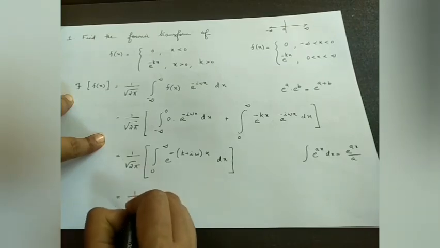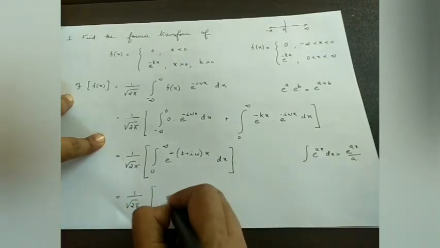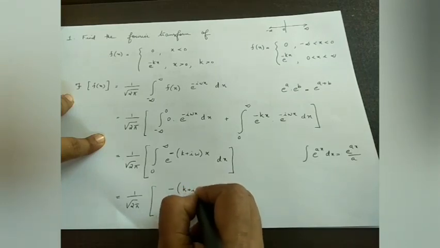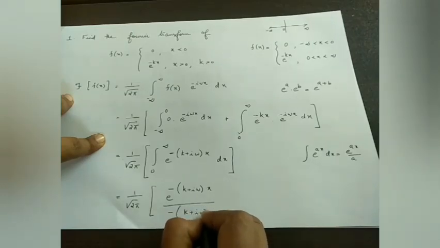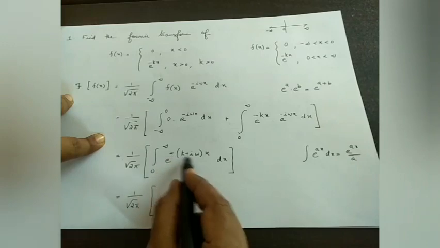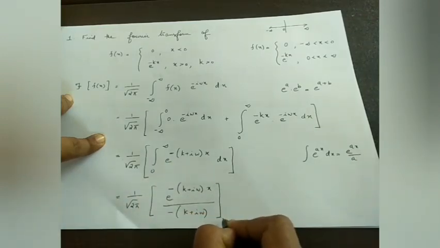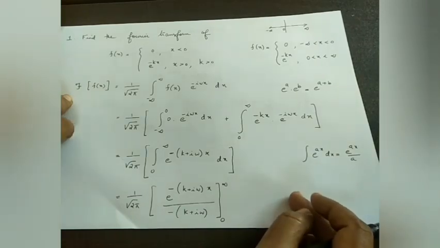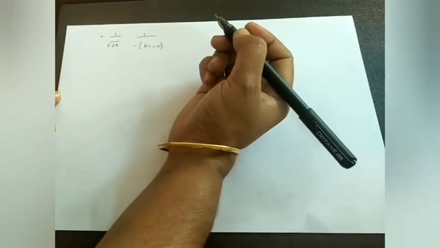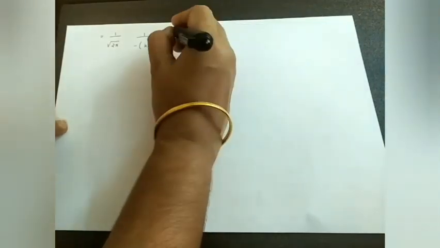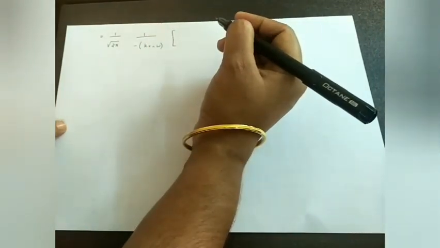Therefore we integrate again, that is e raised to minus of k plus i omega into x, divided by a, which is minus of k plus i omega. Now limit from 0 to infinity. Now we can apply the limits. Equal to 1 by root 2 pi into 1 by minus of k plus i omega. We can take minus of k plus i omega outside because we are applying limits to x only.